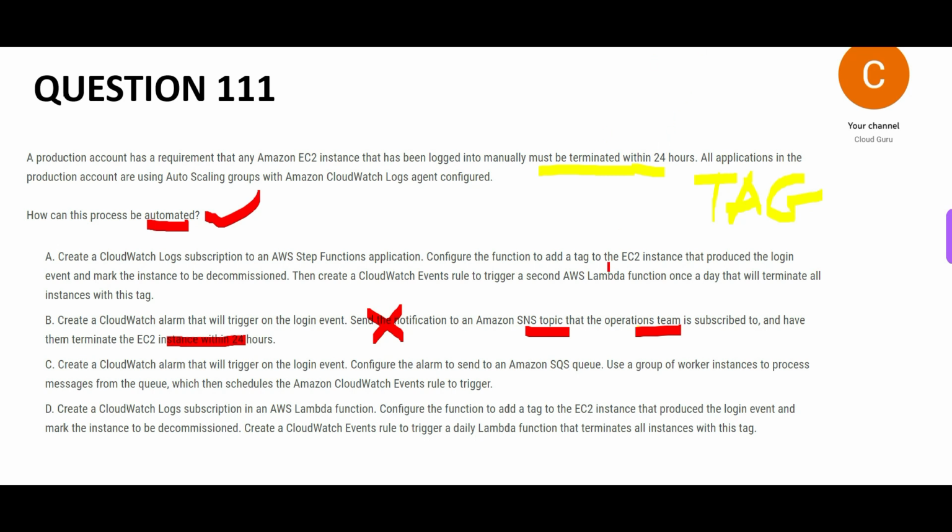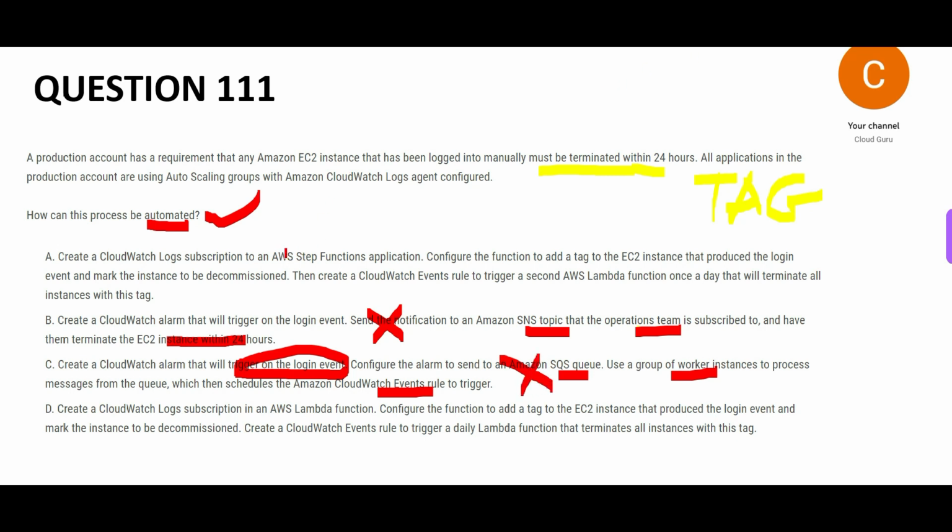Now similarly, option C is wrong. It is telling you to use an SQS queue. It will put everything in an SQS queue, and then it will use a group of worker instances to process the messages from the queue, which will schedule an event rule to trigger. See, boss, you have to tag first. What C is telling is the CloudWatch alarm will trigger on login event. You don't have to trigger on login event. You just have to check the last 24 hours. If anything is logged in manually, you have to terminate. So this is against the requirement. You have not understood the requirement.